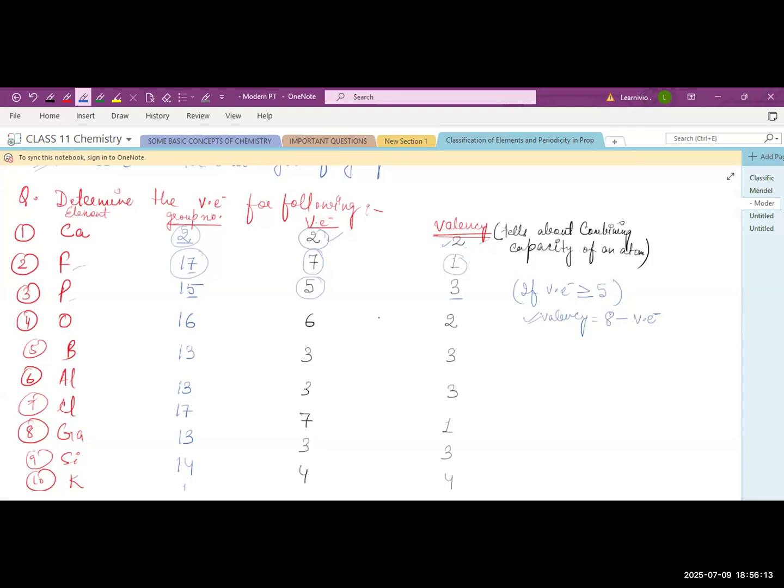Okay, so everything is linked with each other. Okay, so in chemistry everything is linked with each other. Okay, इसलिए आपको basics clear करना बहुत important है.